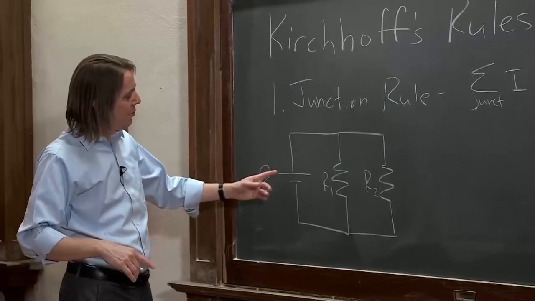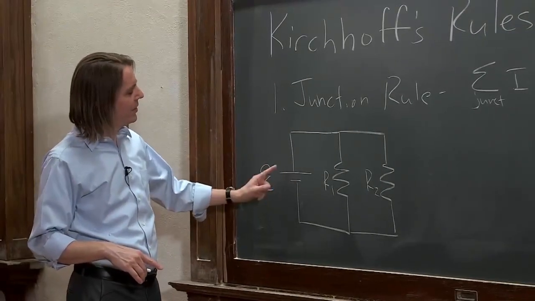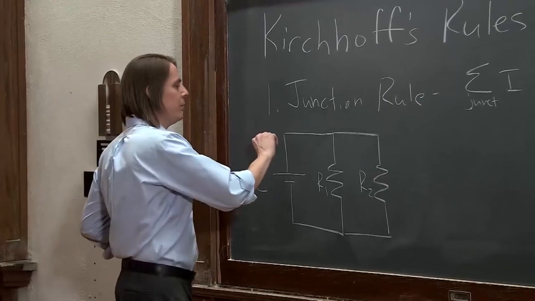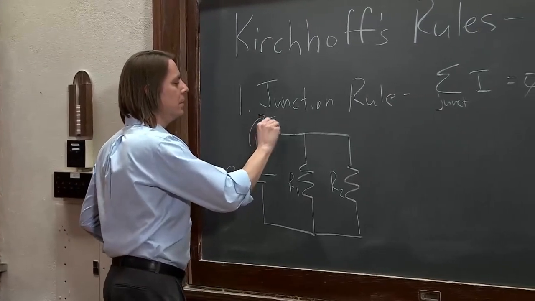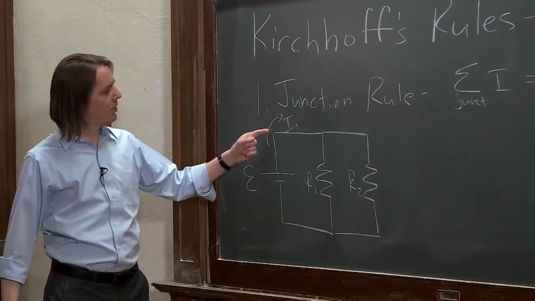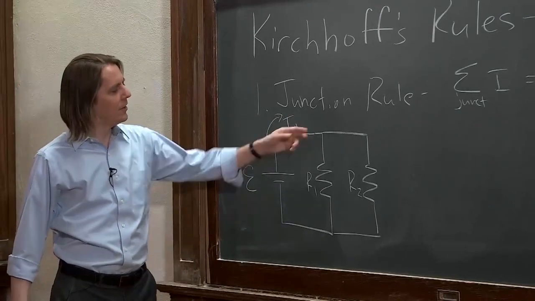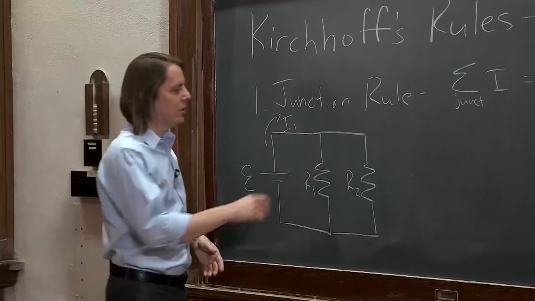Well, in this case, it's pretty clear. If this is the positive side of the battery, that's the negative side. The current's probably going to go this way. So we'll say some current flows out of here like that. So we'll call the current going in this part I1, current 1. Then it's going to split. And then you just give it another name.